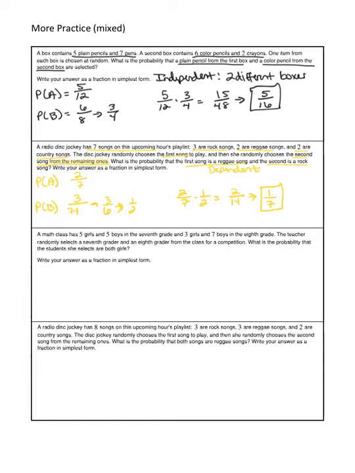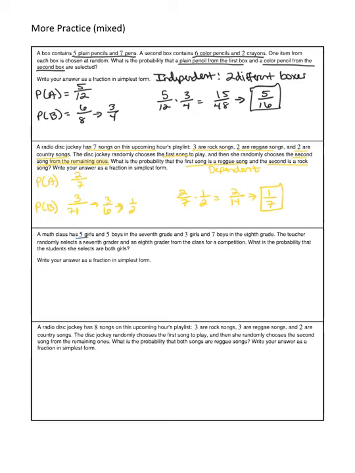The key phrase here would be she chooses the second song from the remaining ones. That lets you know that one is used up. That lets you know that the first probability does affect the second probability. All right, let's do another one.